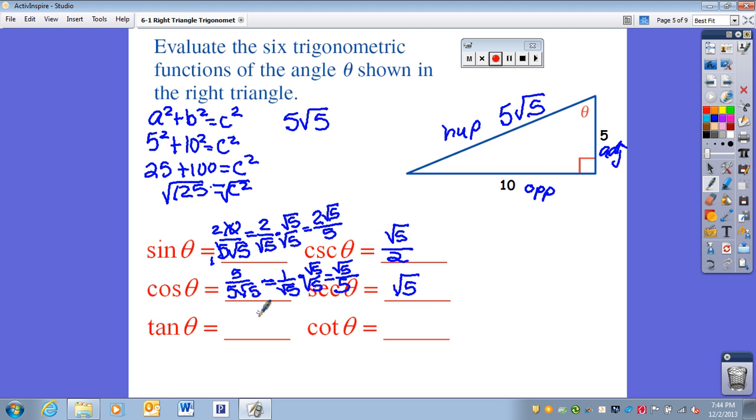Now doing the tangent is opposite over adjacent. That's going to be 10 over 5, which is 2. And then the cotangent would be the inverse or reciprocal, so that's 1 over 2.